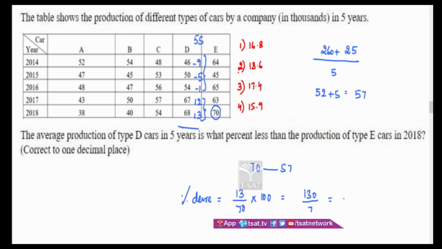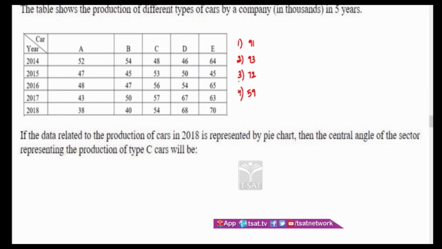We can say 7 ones are 7, then 7 8s are 56, remaining is 4. Therefore, 4 by 7, which is approximately 0.6. The number which is very close to 18 is 18.6. So, the answer here is 18.6. Look at the next one.